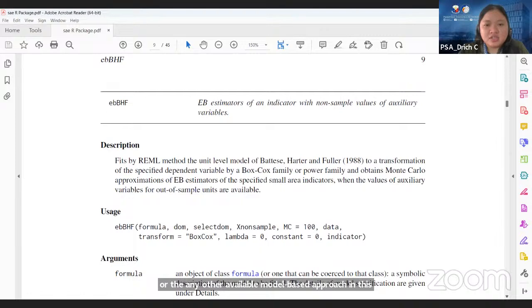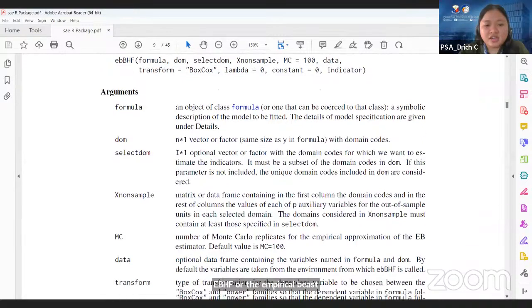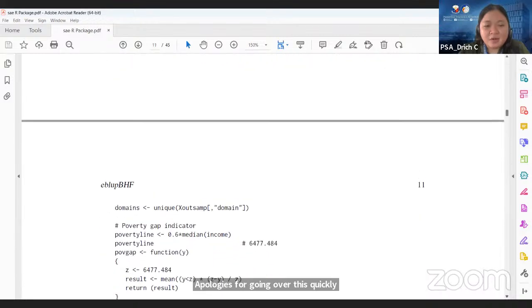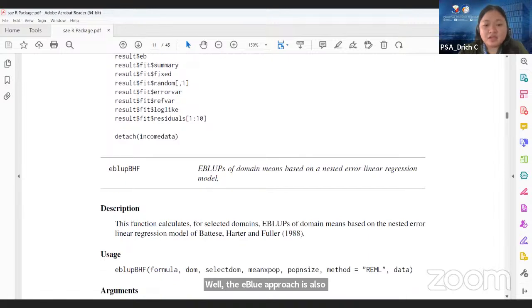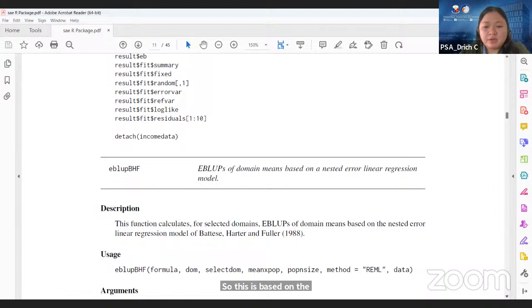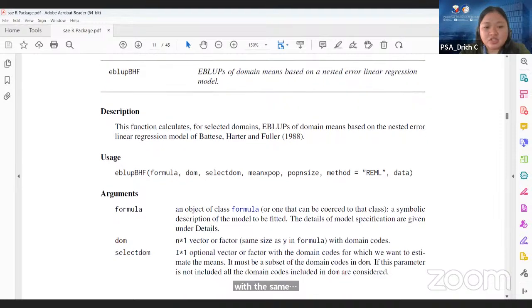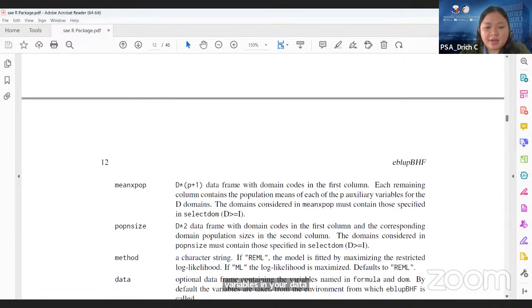This is the EBHF, or the empirical Battese, Harter, and Fuller, while the other includes, apologies for going over this quickly, the eBLUP approach, which is the eBLUP of domain means based on the nested error linear regression model. This function calculates for selected domains the eBLUP of domain means based on the nested error linear regression model of the BHF approach. With the same parameters available, you can just identify the variables in your data that you can include in the R command.